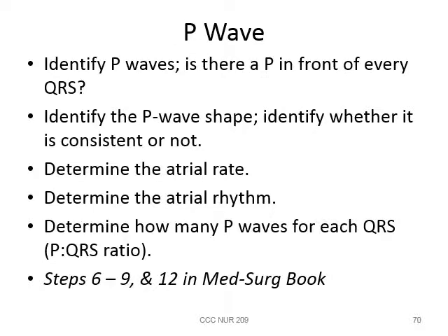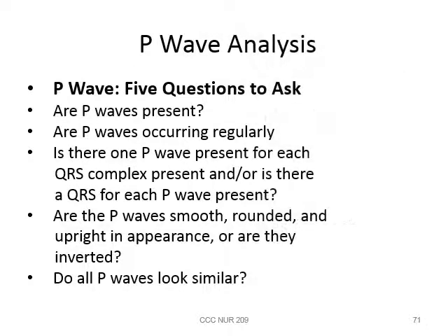The P wave, we've talked about it. Identify the P wave, identify the shape, determine the atrial rate, the rhythm, and how many P waves for each QRS complex you have. Five questions asked about the P wave we've talked about. Are the P waves present? Are they occurring regularly? Is there one P wave for each QRS complex, or is there a QRS for each P wave? Are the P waves upright, smooth and rounded, or are they inverted? And do they all look similar?